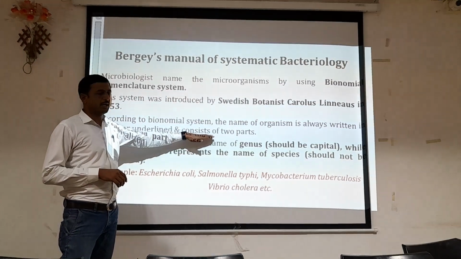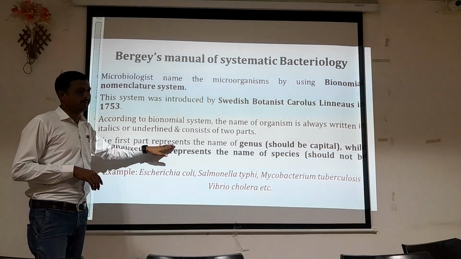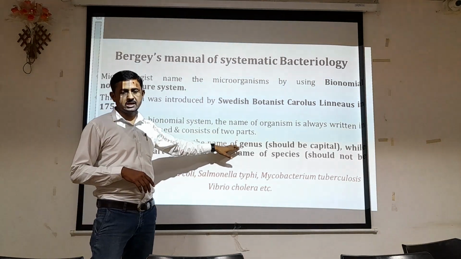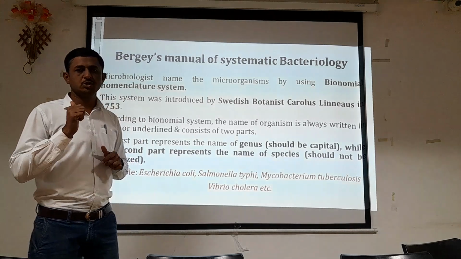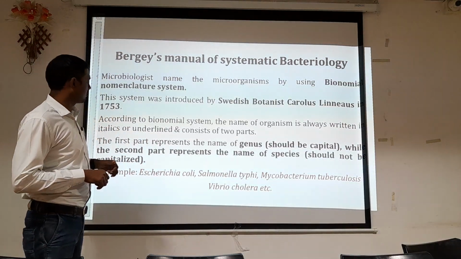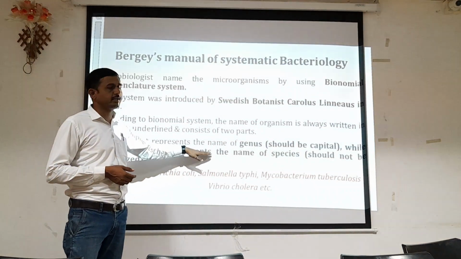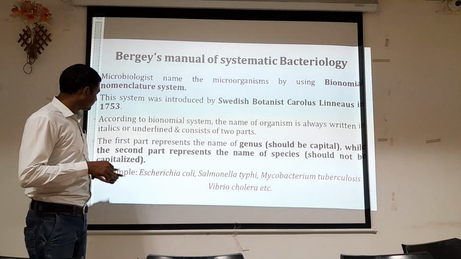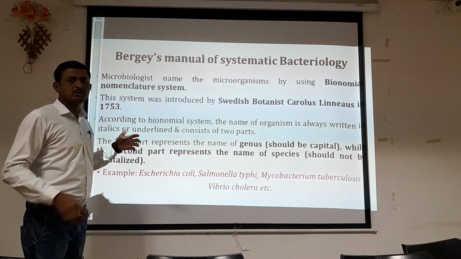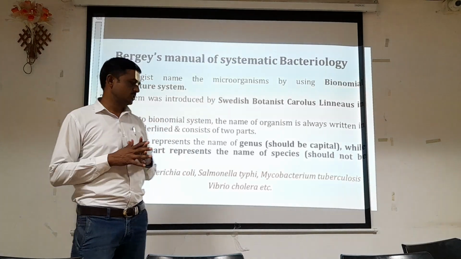And the binomial name consists of two parts. The first part represents the name of the genus and it should be capitalized. That means the first word, the genus name, should be in capital format, while the second part, the second name, represents the name of that particular species and it is written in small letters. Okay, that means it should not be capitalized, so that we can differentiate the genus name and species name.